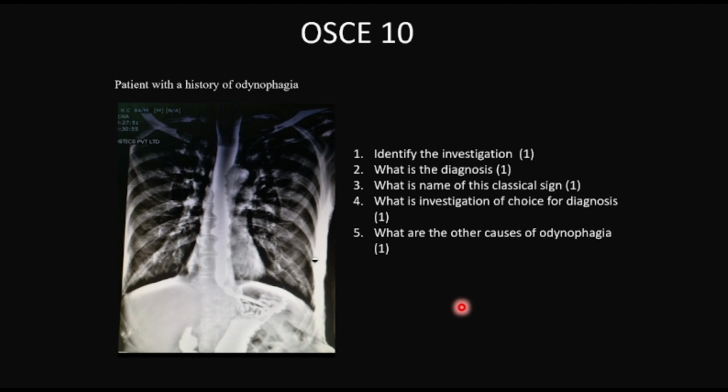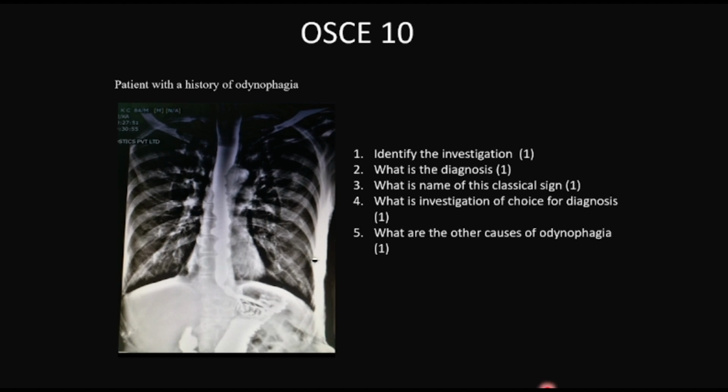So what is this investigation? It's a barium swallow. Barium swallow is used to identify esophageal pathologies, and contrast is passing through the esophagus and it should pass through the cardia of the stomach, which will represent that the gastroesophageal junction function is patent. Next, the diagnosis in this image is diffuse esophageal spasm. What is the classical sign representing it? That is the corkscrew appearance of the esophagus. And here you can see the corkscrew appearance.